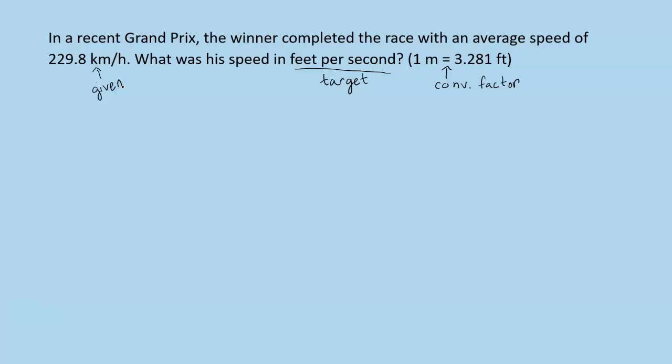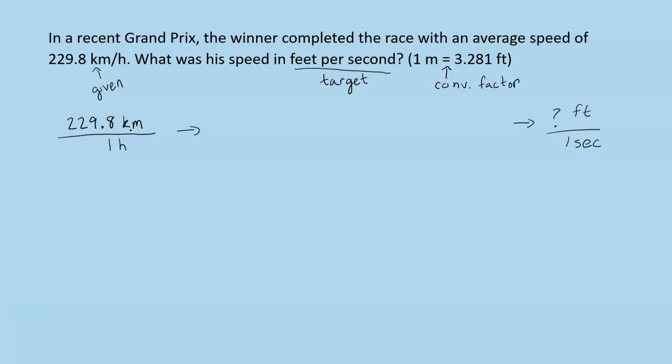All right, so if we set this up, we're going to write the 229.8 kilometers, and I'm going to go ahead and write that over 1 hour. Okay, and then what we're trying to get to at the end, our target is in feet per 1 second. Okay, so I like to focus on the top first and make those kilometers, convert those into feet, and then focus on the bottom and convert the hours into seconds.